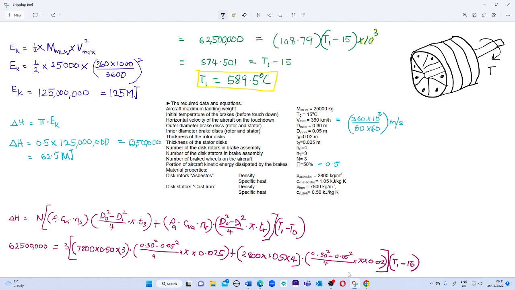Today we shall be discussing how to calculate the temperature of the brake of an aircraft while touching down. Once again, how to calculate the temperature of an aircraft's brake while touching down.